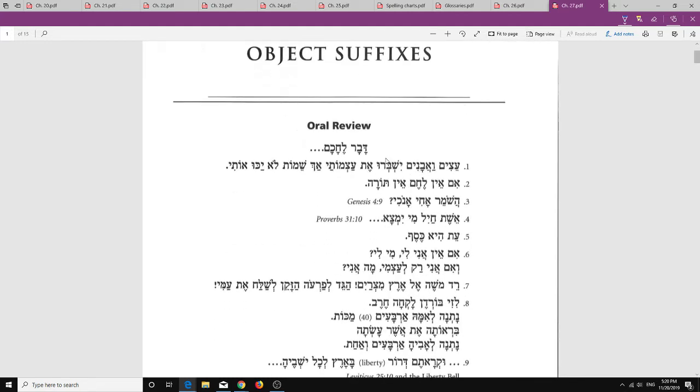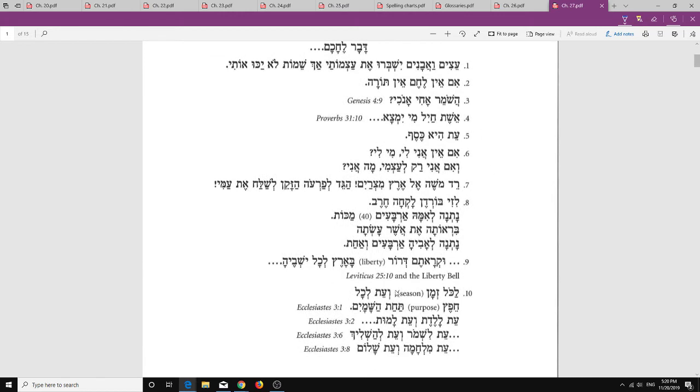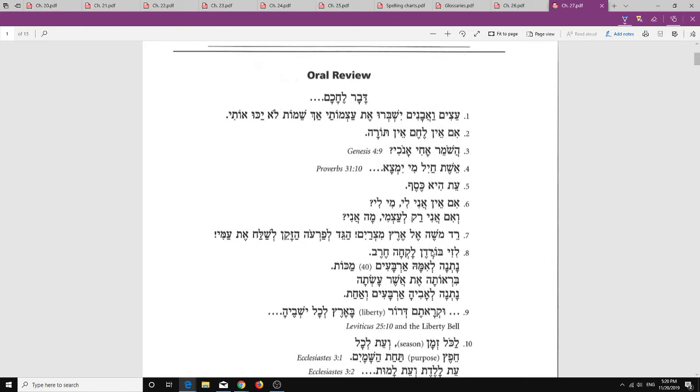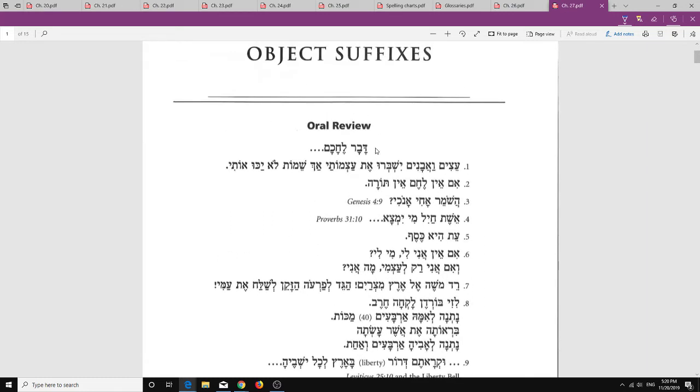Before we begin, I want to go through some of this oral review. I'm kind of tempted to do the whole thing because it is a little short, but maybe we'll stop short of all of them. So starting up here at the top, we have davar lachokum, and this means something along the lines of a word to, and here we have the article here, the wise one. So maybe it's a play on like a word to the wise or something like that.